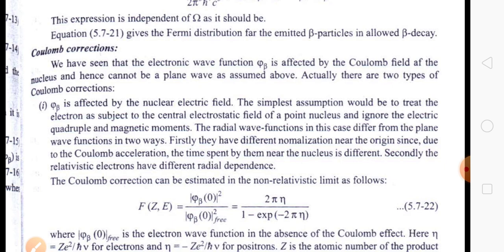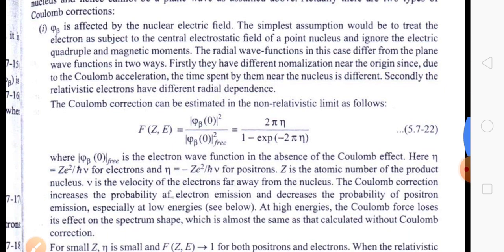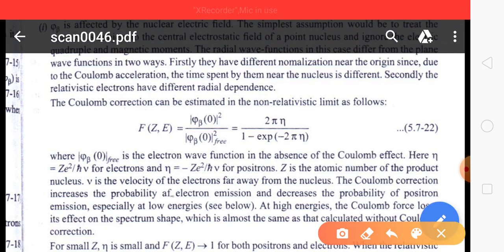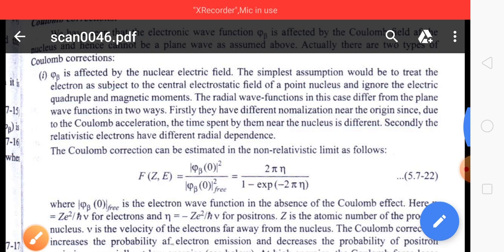Actually, there are two types of Coulomb corrections. First one: the electronic wave function is affected by the nuclear electric field. As I told you, the simplest assumption would be to treat the electron as subject to the central electrostatic field of a point nucleus and ignore the electric quadrupole and magnetic moments.